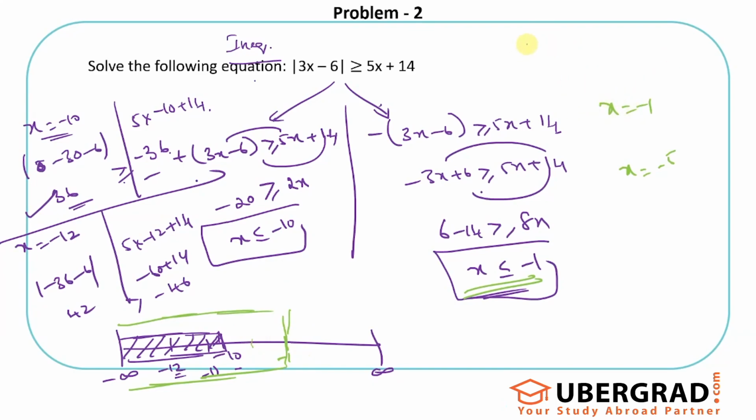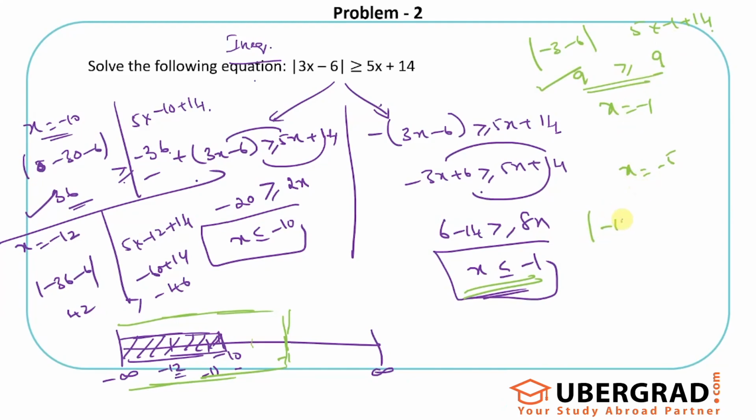So x is equal to minus 1 means 3 into minus 1 is minus 3, minus 6. So this will be 9. 5 into minus 1 plus 14, so it is minus 5 plus 14 is 9. So 9 greater than or equal to 9. Yes, this is acceptable. Let's try x is equal to minus 5.